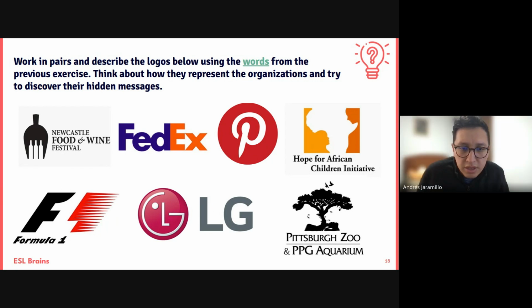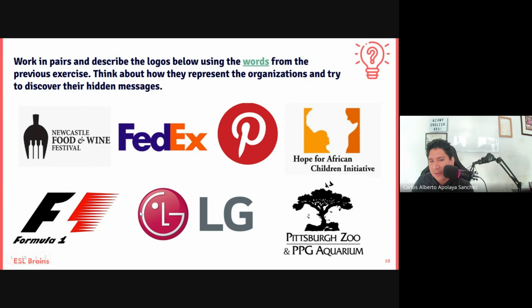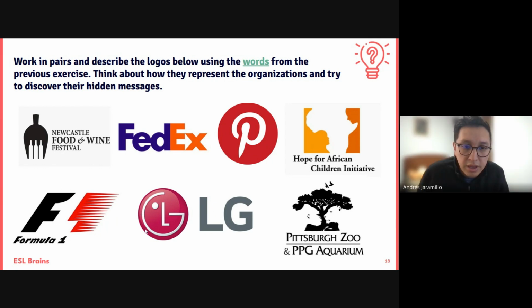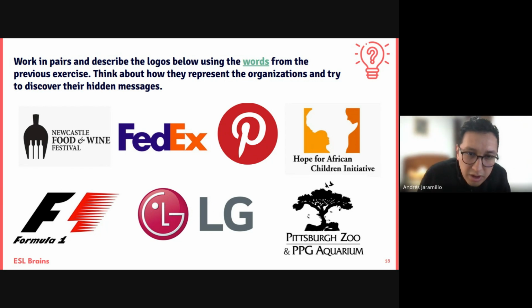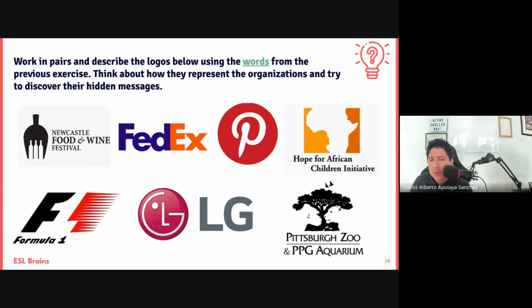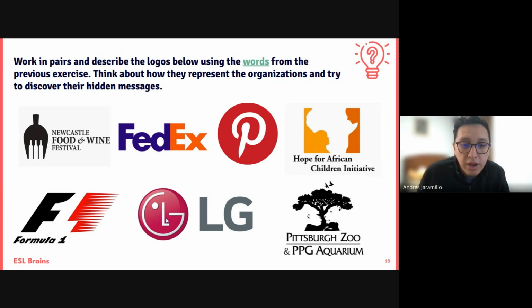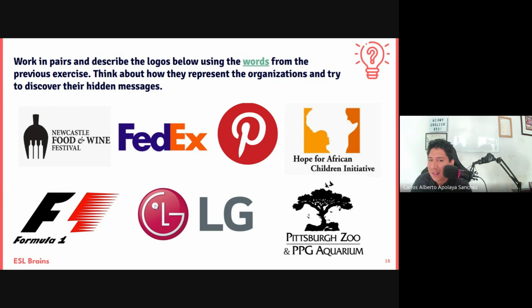Well, in this case, LG is into the isotype. It's a type. I can see the letter L and the letter G. And what does LG stand for? In the middle, it represents a face. Yeah, it is like a face.